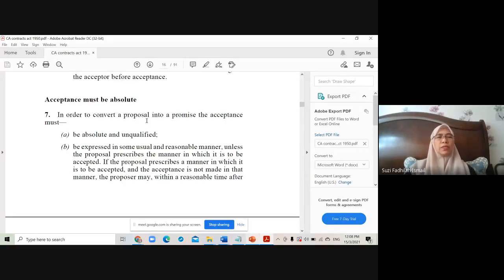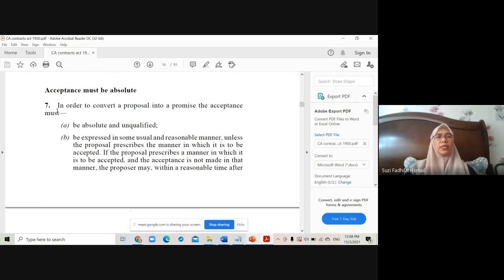Acceptance must be absolute. So here it says, in order to convert a proposal into a promise, the acceptance must be absolute and unqualified. If it does not fulfill this requirement, then it remains as a proposal. I mean, it cannot be converted into a promise. It doesn't reach the stage of promise or contract. Basically, it remains as a proposal or an offer.